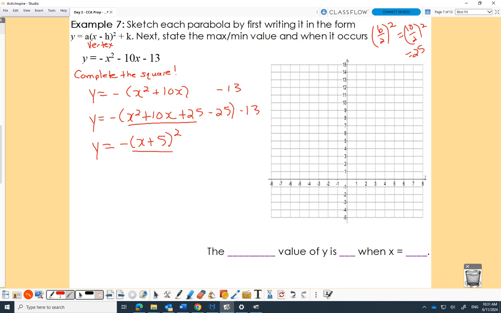And the step that most people forget: multiply that negative, or the 2, or the 7, or the 4, whatever's out there, by that other part of the magic number. And that's what finishes off complete the square.